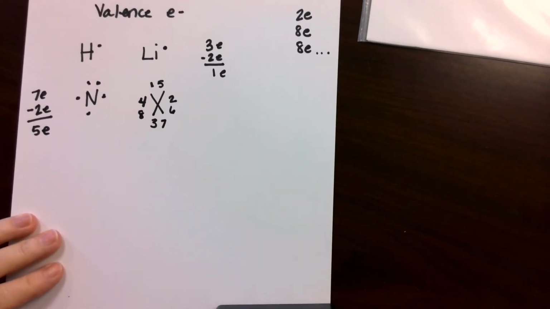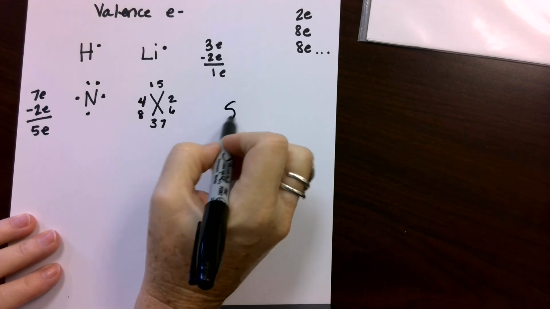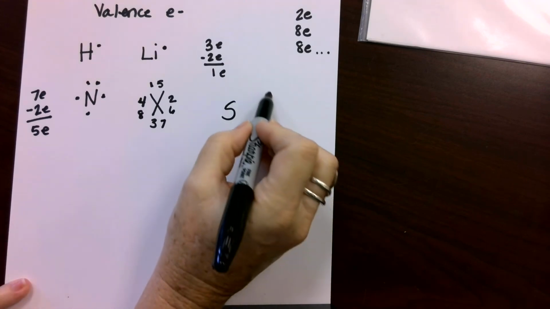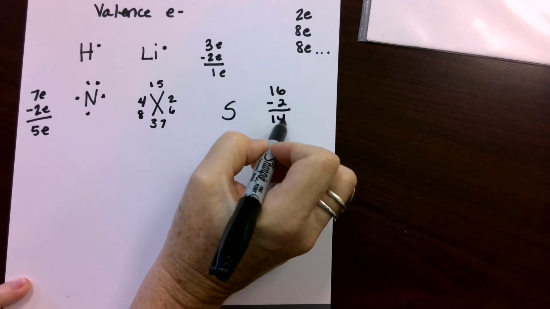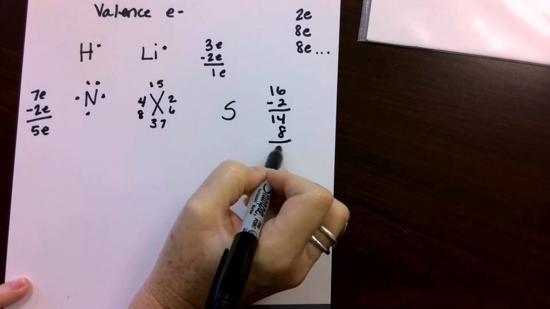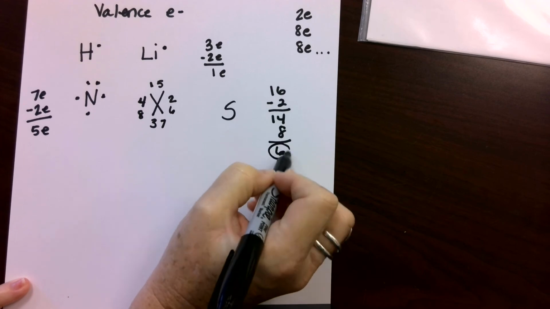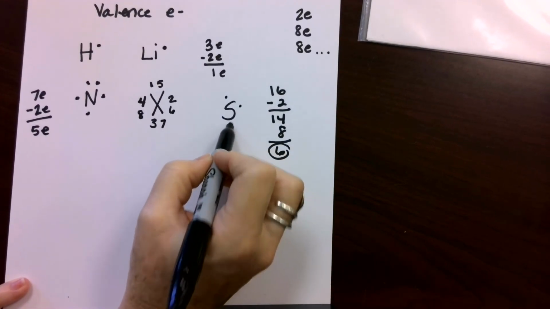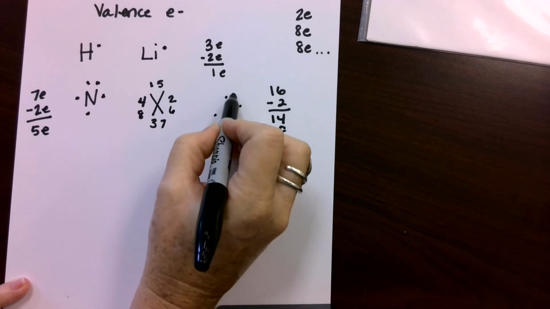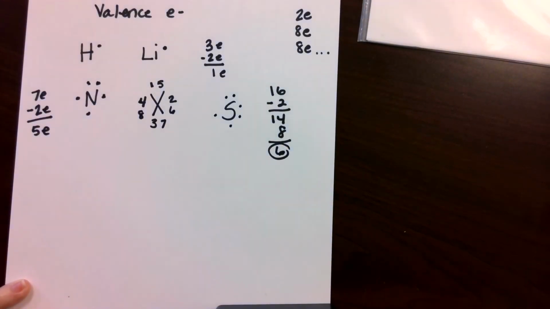So let's do another one. We'll do sulfur. So sulfur is 16. So we'll say 16 minus 2 gives us 14. 14 minus 8 gives us 6. 6 is less than 8, so there's 6. So I'll do 1, 2, 3, 4, 5, 6. And that will be the dot structure for sulfur.